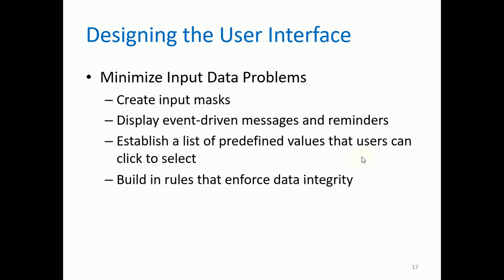Establish a list of predefined values that users can click to select. For example, the months. Instead of typing January, February, March, you can already create a drop-down list box where the months are already written, because it can minimize errors. Specifically, it will minimize wrong spelling. So since that is already predefined as 12 months in a year, it's better for the users to avoid mistakes in spelling. So as much as possible, you should already provide it. And then build in rules that enforce data integrity.